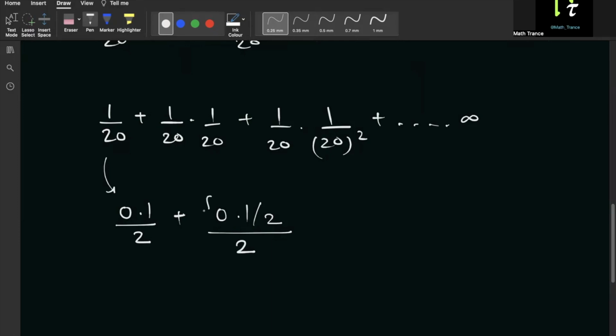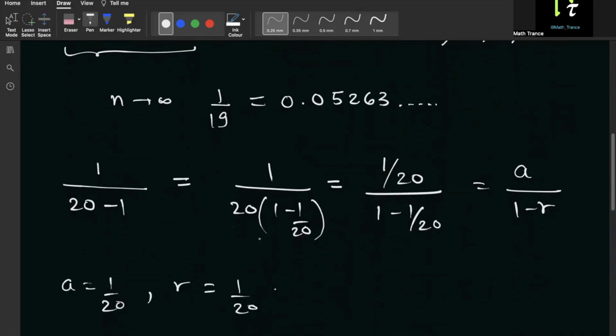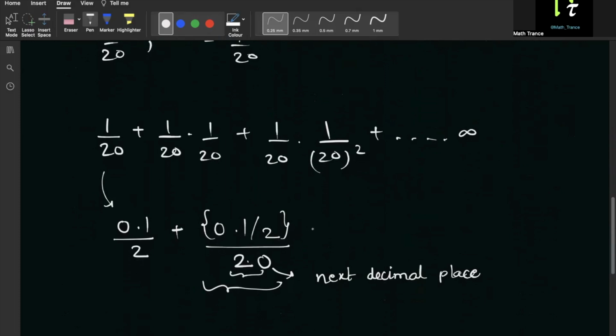We are continuously dividing this thing by 2, and because it is not 2, it is actually 20, this 0 will turn out to give you the next decimal place. Whatever digit we got, we put it in the next line, and this is all continuing. We just have to keep on successively dividing. So what would this be? 0.1 by 2, 0.05.